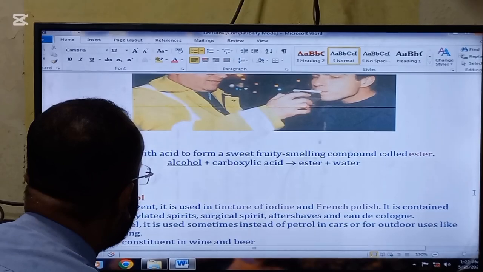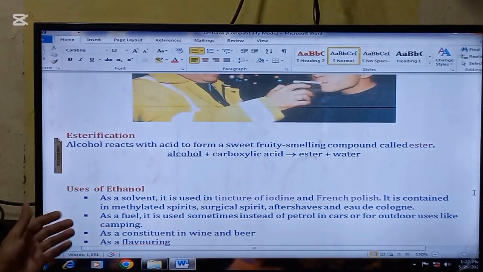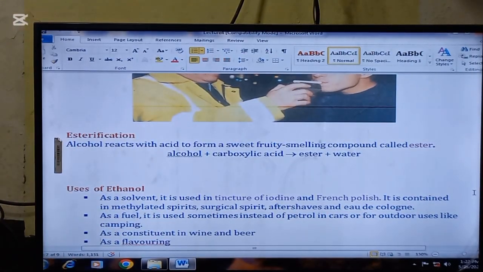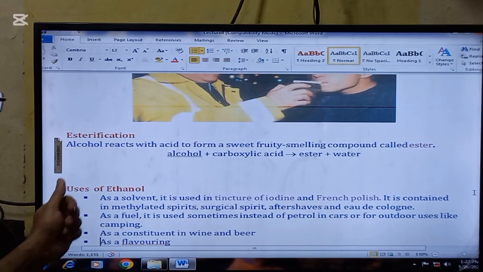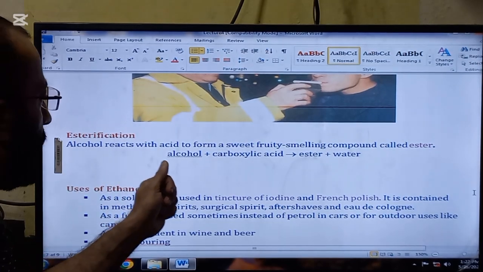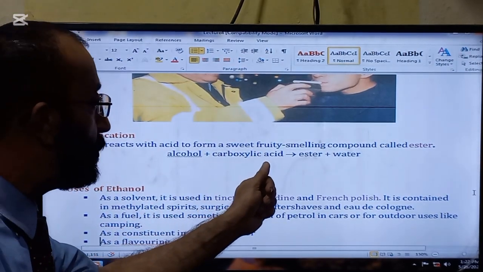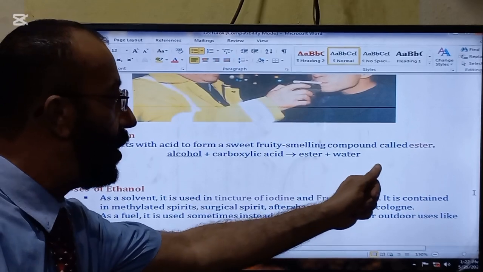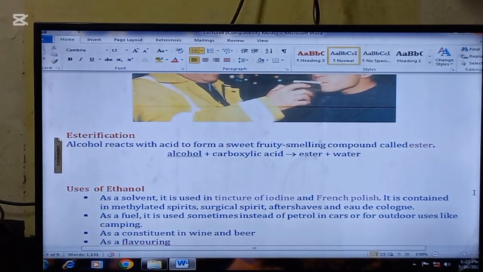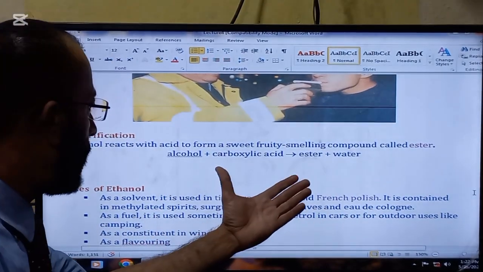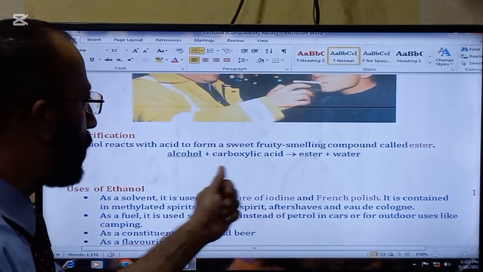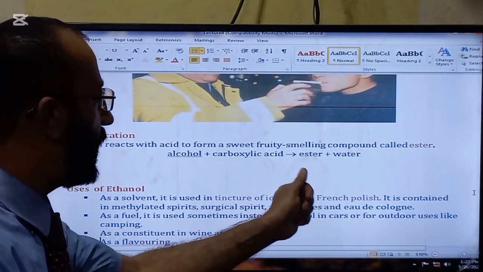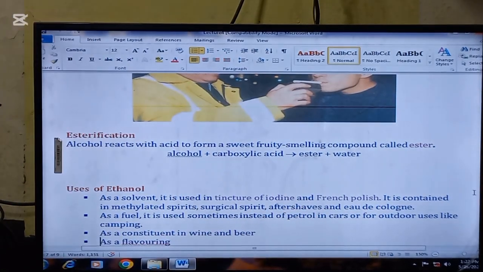The third reaction of ethanol is esterification. Alcohol reacts with acid to form a sweet, fruity smelling compound called ester. Here is the reaction. Alcohol plus carboxylic acid forms ester plus water.